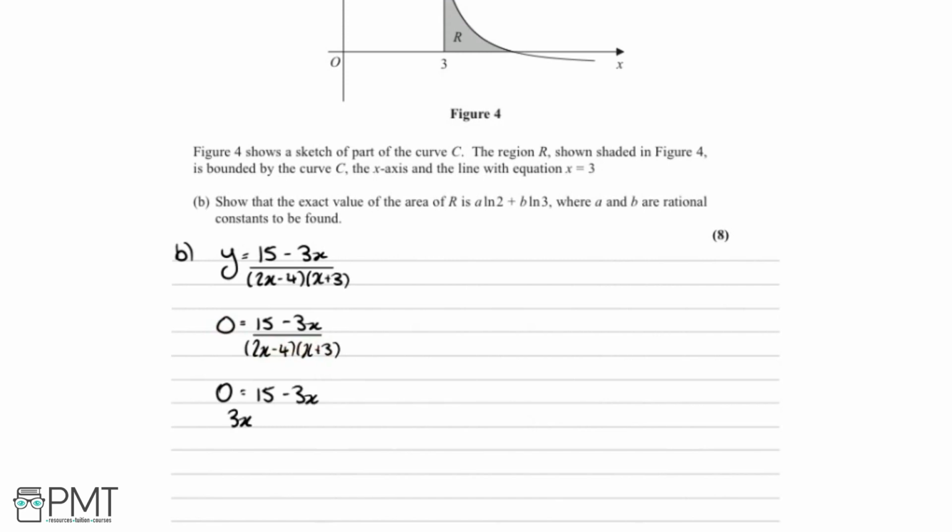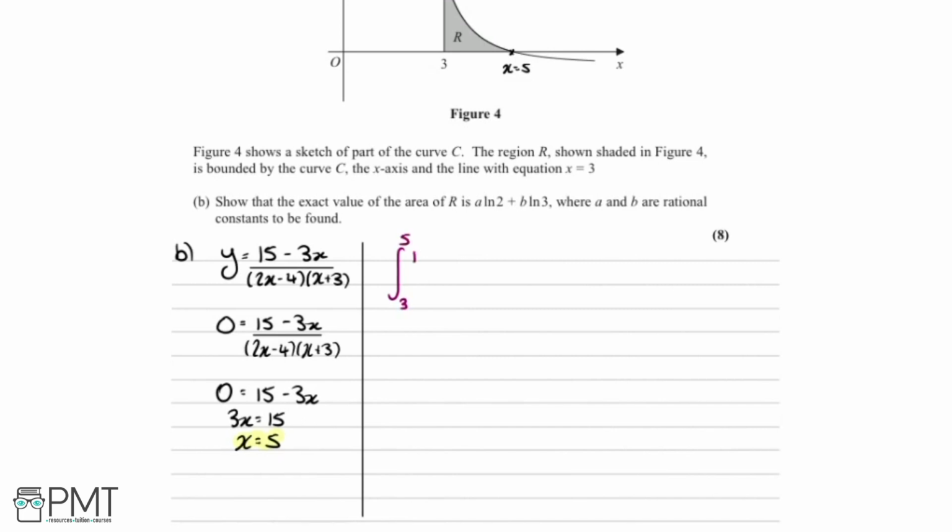So 3x equals 15, so x equals 5. That's great. We've got our first bit of information that we need to know: this point right here is x equals 5. So essentially, to answer the question, we're going to need to integrate between x equals 3 and x equals 5, and we're going to be integrating the curve C.